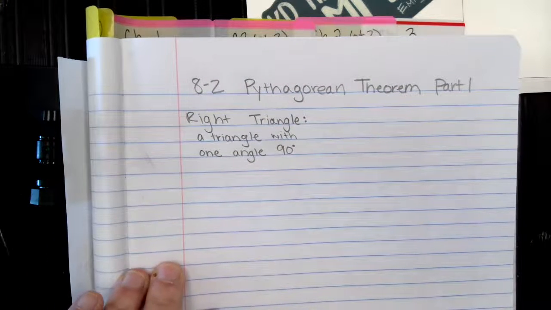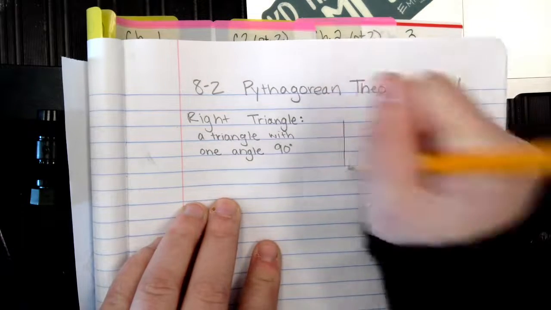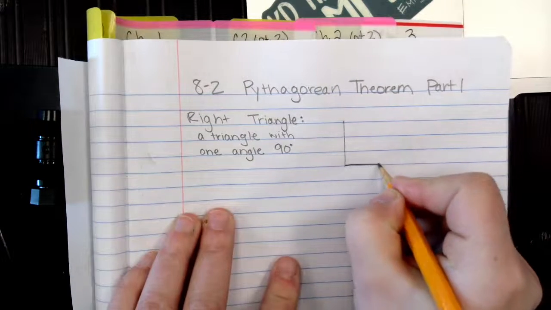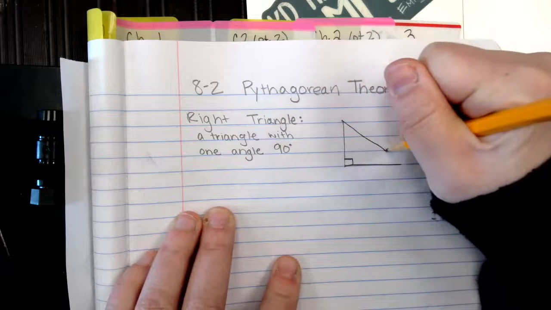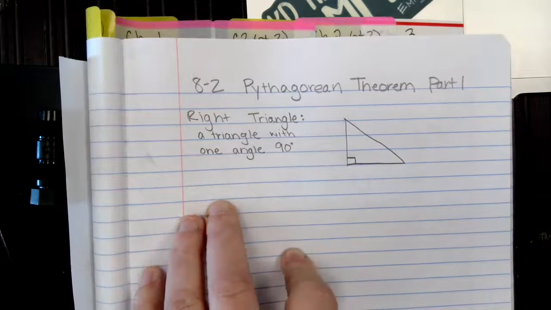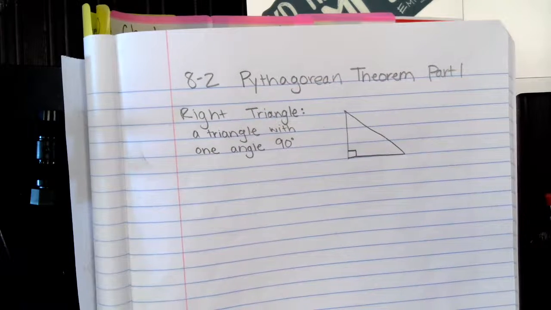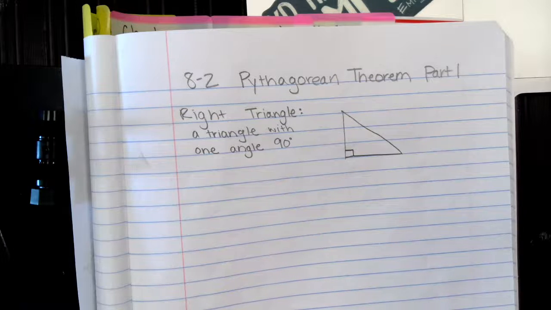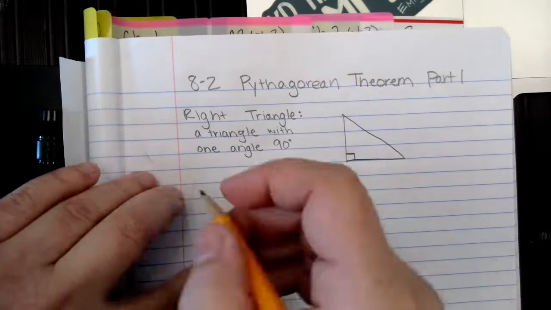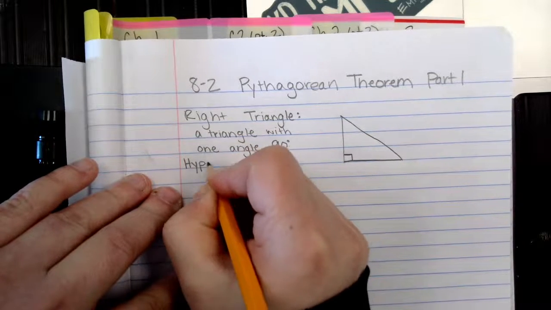Okay, so let's draw that over here. I'm going to draw my 90-degree angle first. All right, we have some special terms for our sides of a right triangle. Okay, the most important side of a right triangle is going to be the hypotenuse. Hypotenuse.